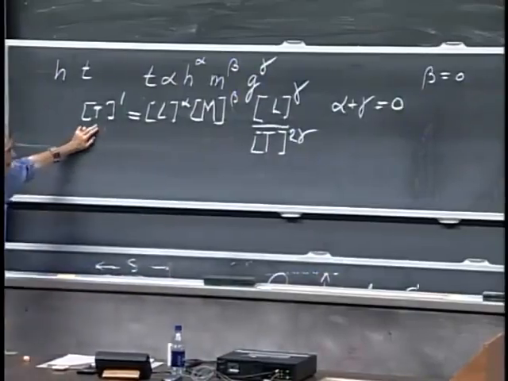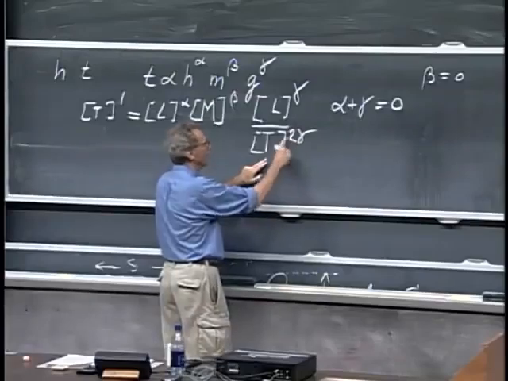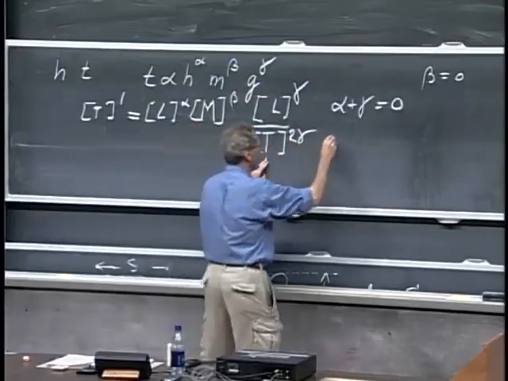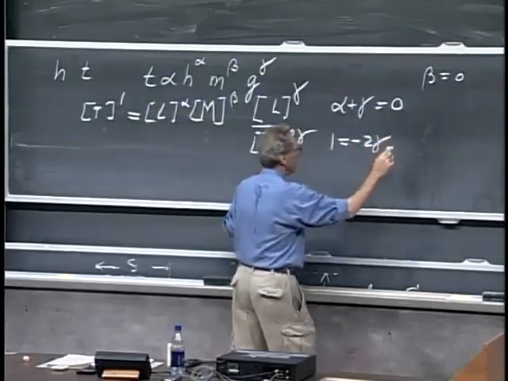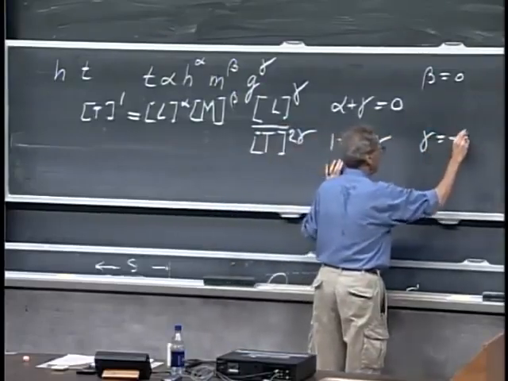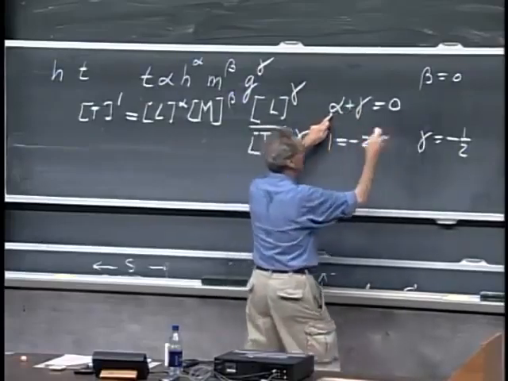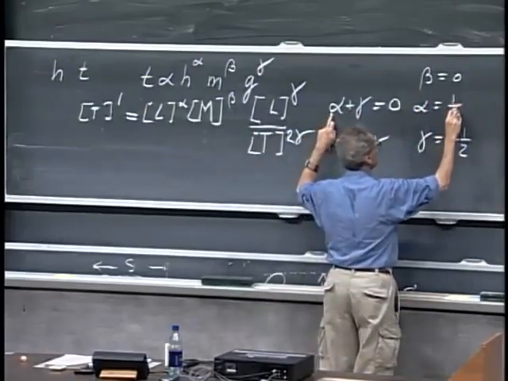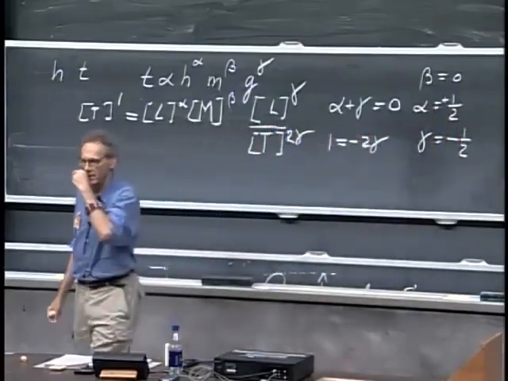There is T to the power 1 here, and here there is T to the power minus 2 gamma. It's minus because it's downstairs. So 1 must be equal to minus 2 gamma. That means gamma must be minus 1/2. But if gamma is minus 1/2, then alpha equals plus 1/2. End of my dimensional analysis.